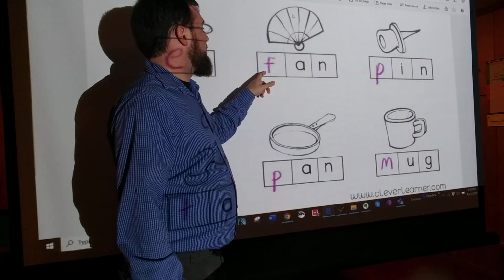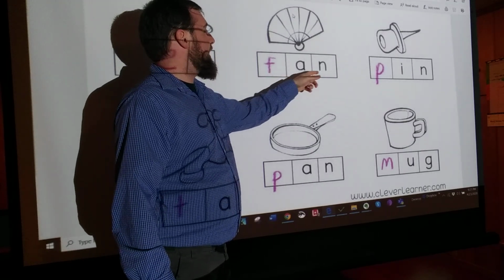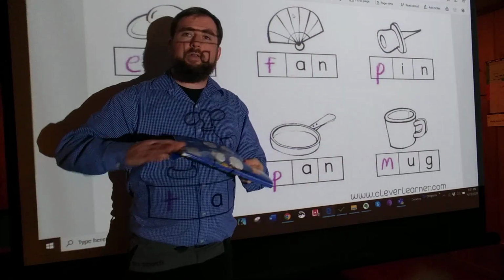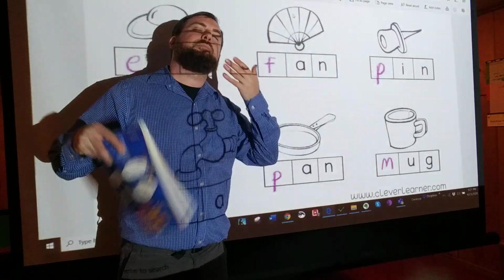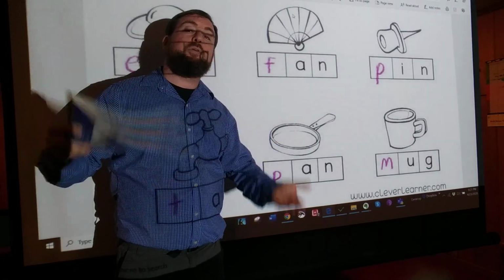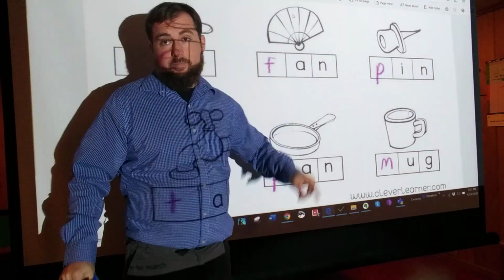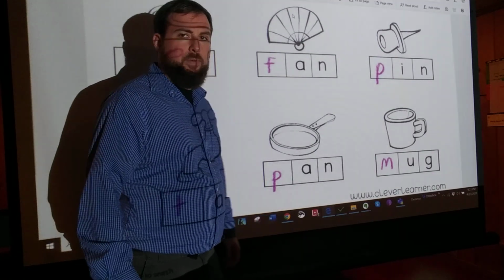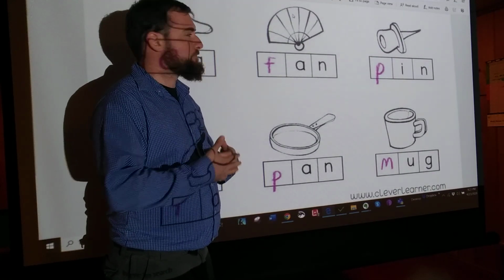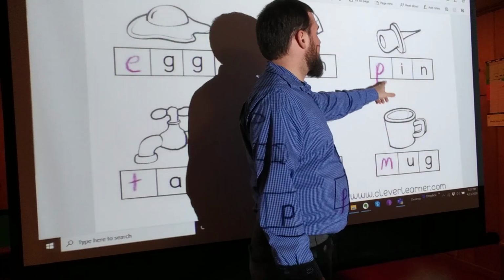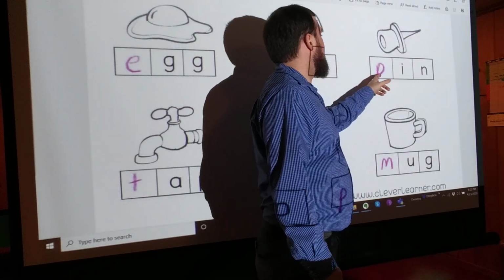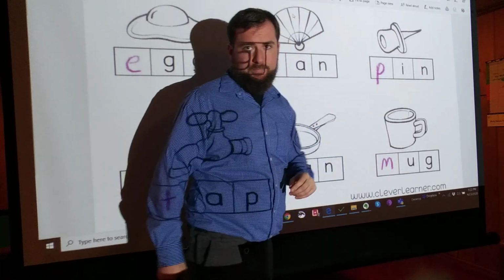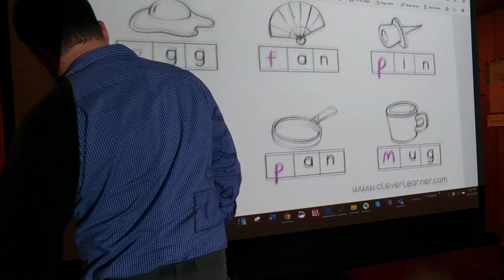Fan. F-A-N. F for fan. Fan, that's like when you do this. You feel that wind on your face when you blow the air. That's a fan, okay? That's what a fan's for. We see that a lot in these activities, that word, but you don't really see it much in real life anymore. Okay. Pin. P for p, in. P makes the p sound. Good. All right.